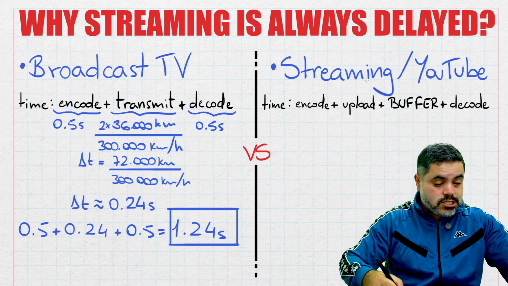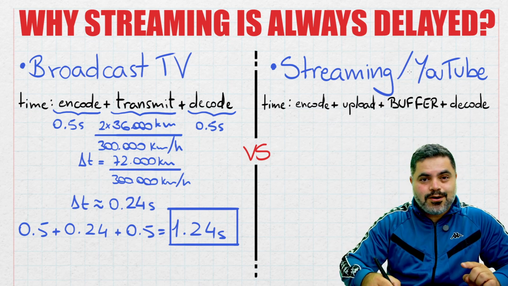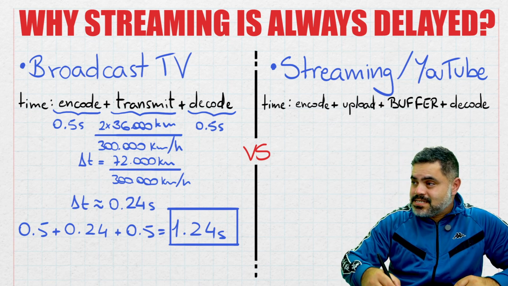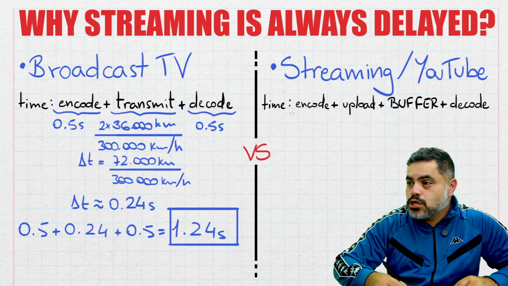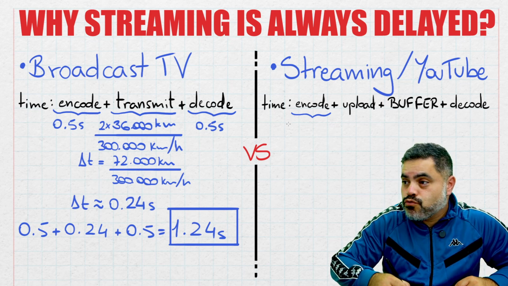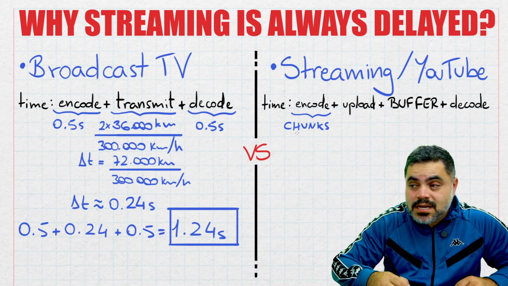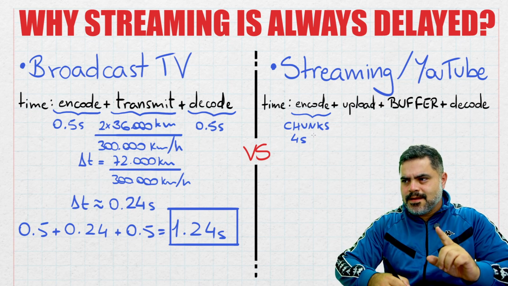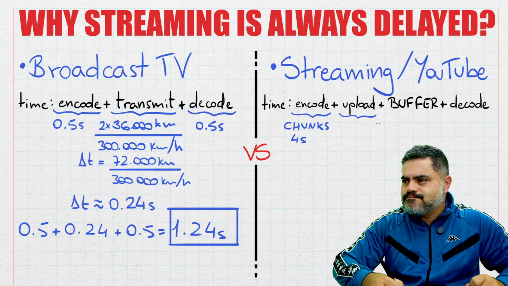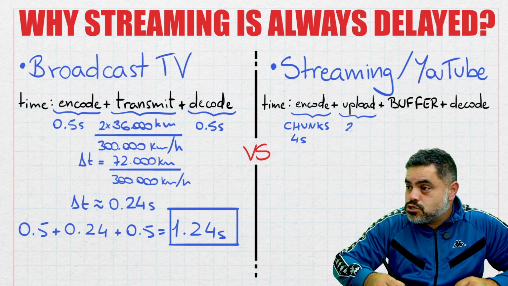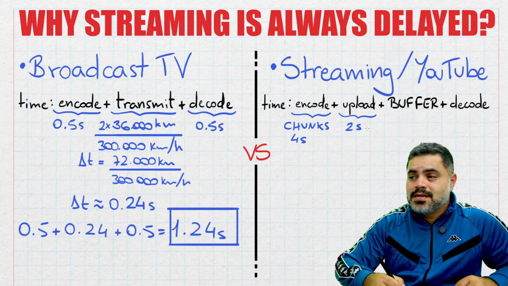But on streaming, when you watch a live event on YouTube, first they have to encode the signal, but the encode on YouTube happens through chunks. Each chunk is 4 seconds. And then they have to upload, routing the signal. This is 2 seconds. It takes 2 seconds to happen.